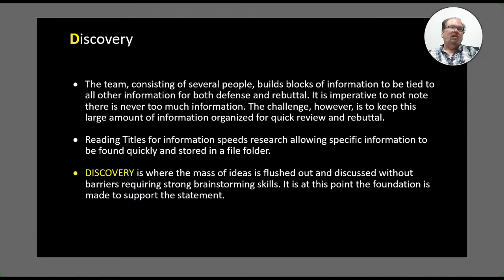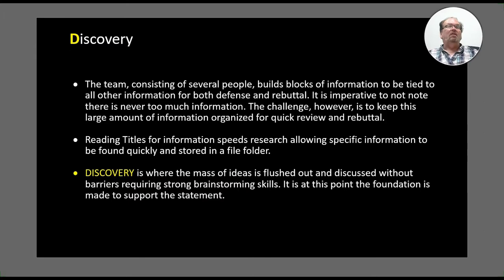The challenge is to keep this large amount of ideas, this large information, organized. How do you keep it organized? Because if you are in an argument, you don't have time to look for more information. You need to find that information quickly because you have a time limit. It's very important.